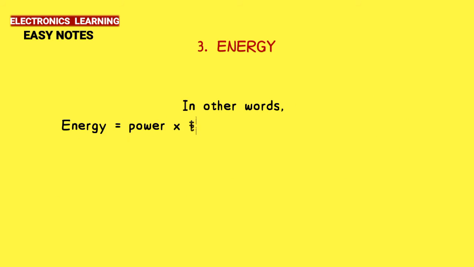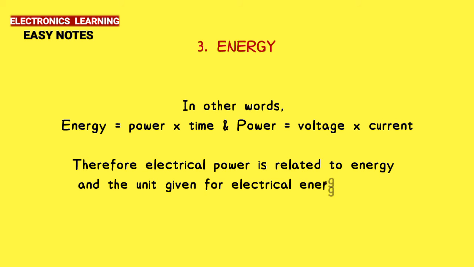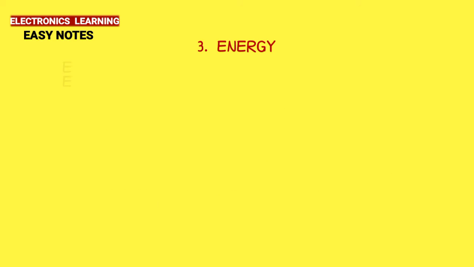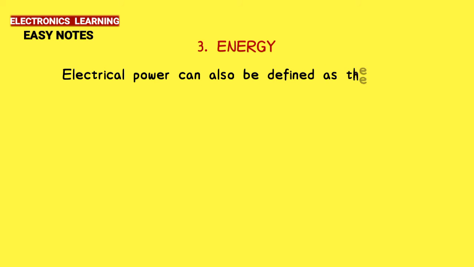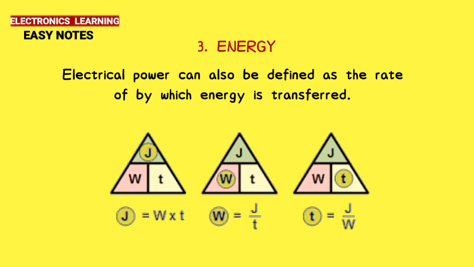In other words, energy equals power x time and power equals voltage x current. Therefore electrical power is related to energy, and the unit given for electrical energy is the watt-seconds or joules. Electrical power can also be defined as the rate by which energy is transferred. Electrical power and energy triangle is shown below.